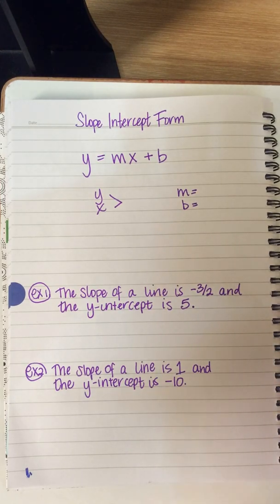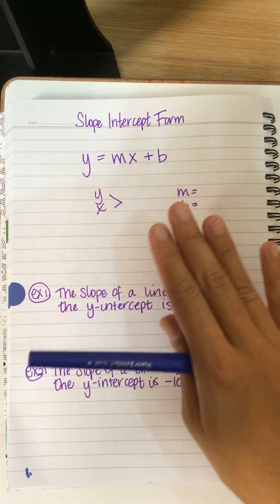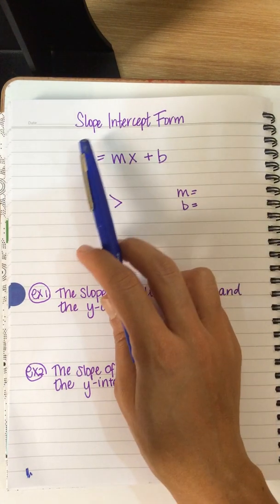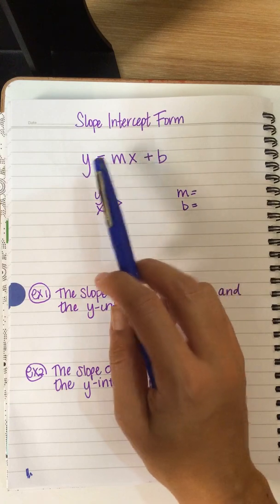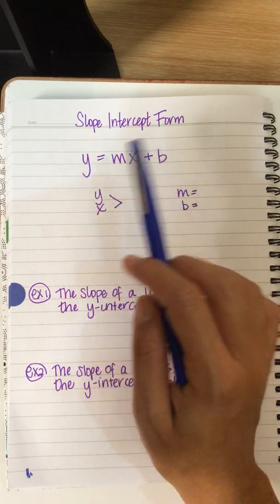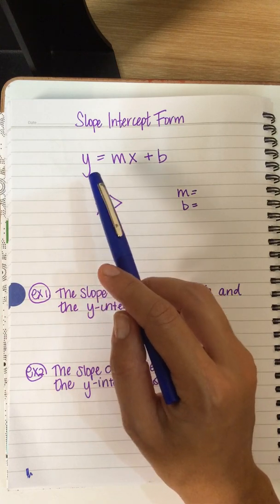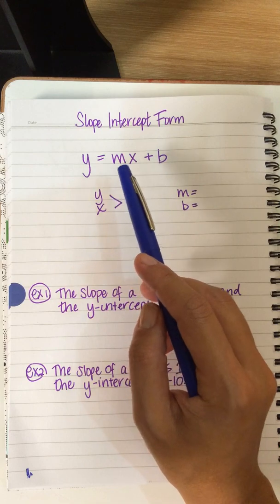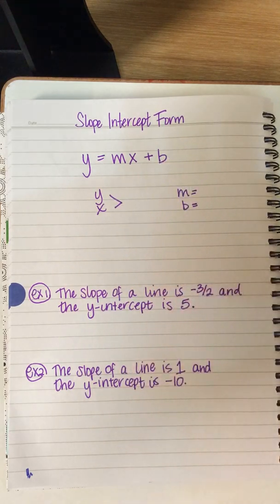So it's just a way that you can write an equation for a line and then you know exactly how to graph that line. So first thing you're going to do is write slope-intercept form, and you're just going to write this down, y equals mx plus b. And I'm going to tell you what all of those things are. So right now, write that down. Slope-intercept form, y equals mx plus b.